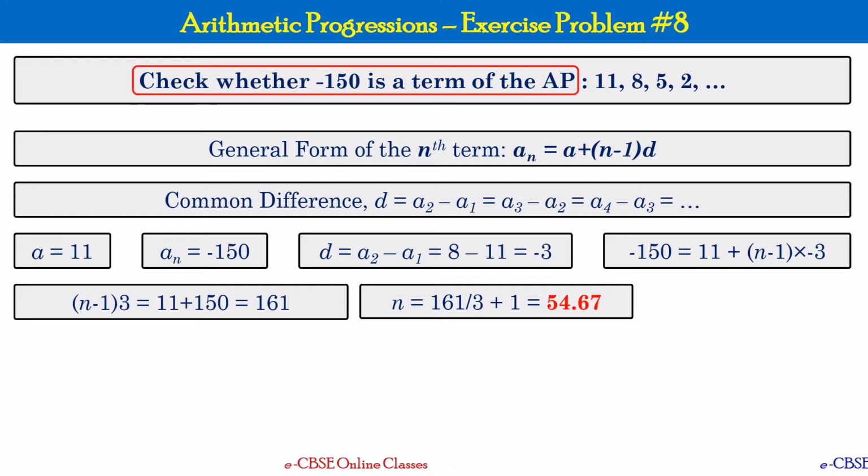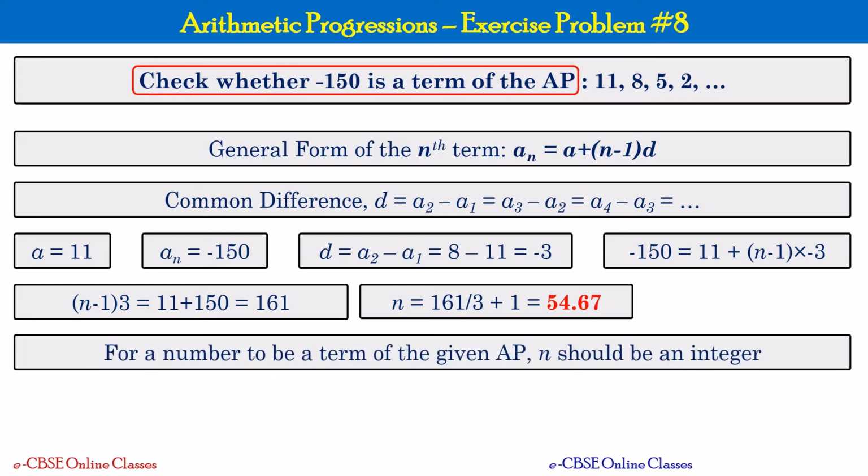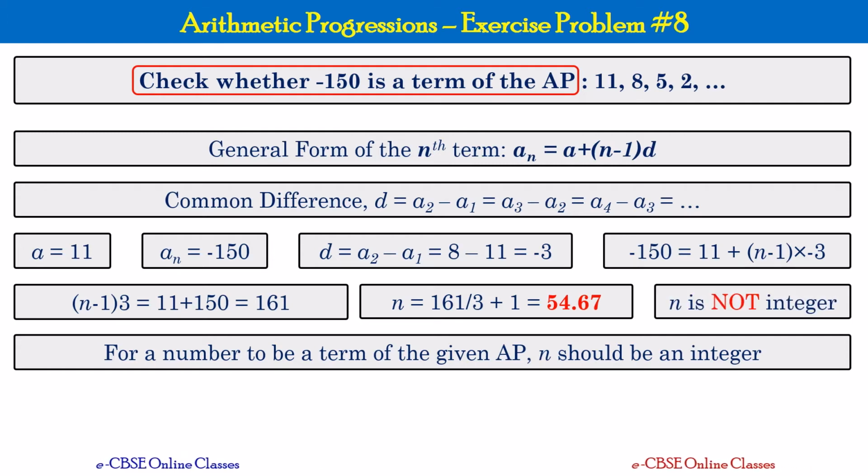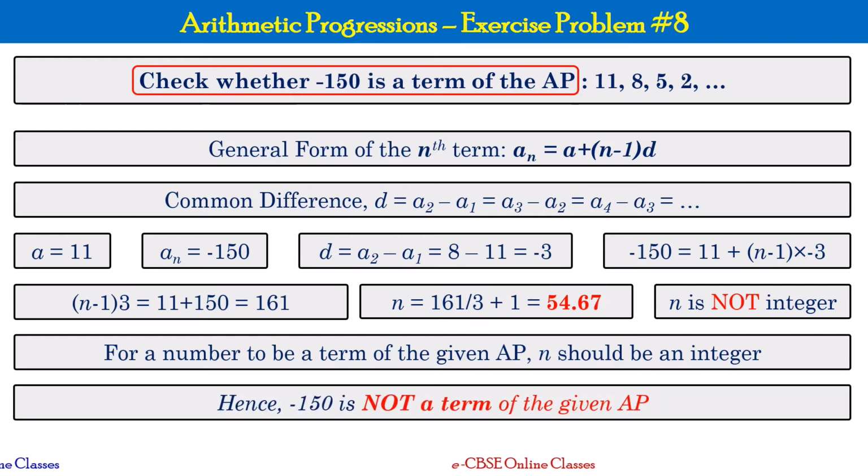The problem we are given is to check whether minus 150 is a term of the arithmetic progression. So for any number to be a term of a given arithmetic progression, the value of n calculated should be an integer. Here n is 54.67, so it's not an integer because there are some decimal points as well. So the answer is minus 150 is not a term of the given arithmetic progression.